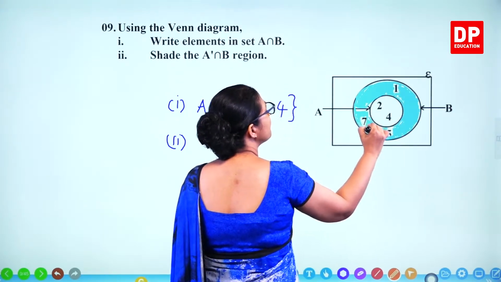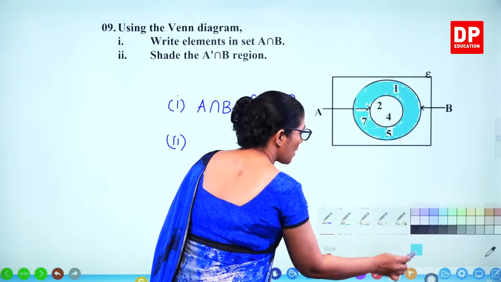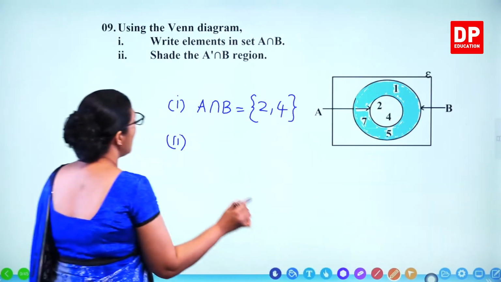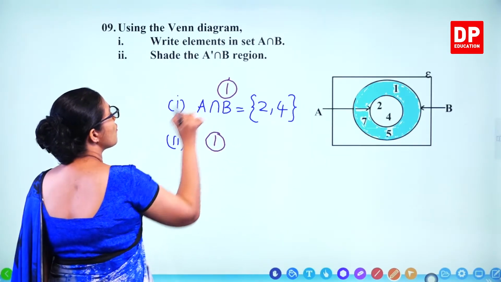This part. So you get 1 mark for shading the region and 1 mark for this part.